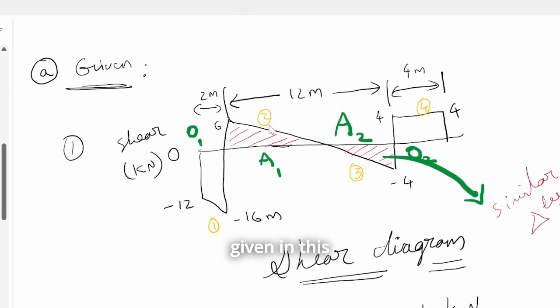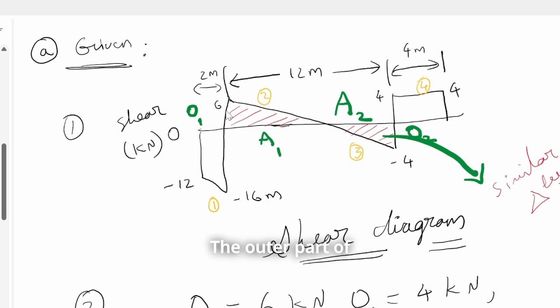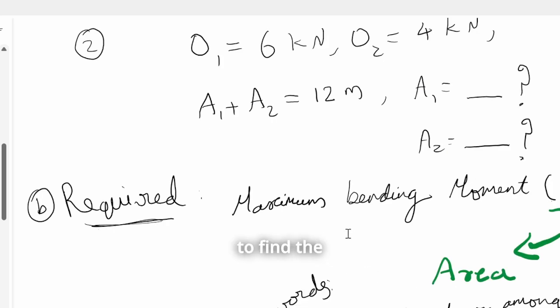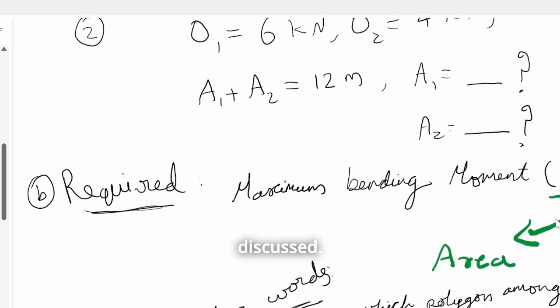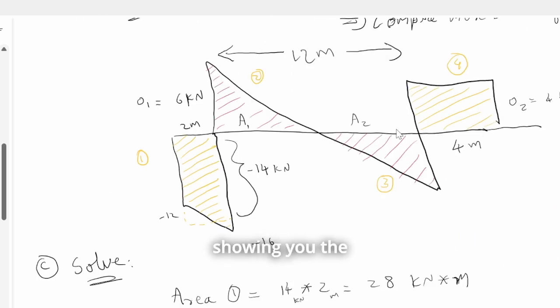So here is the given. In this diagram, this red part is what we don't know. That's why I highlighted that. 12 meters is the span of A1 plus A2. The outer parts of these triangles, I'm calling O1 and O2. So O1 is 6 kilonewtons, O2 is 4 kilonewtons. We are required to find the maximum bending moment. We already discussed. So here is a detailed diagram showing you the same.